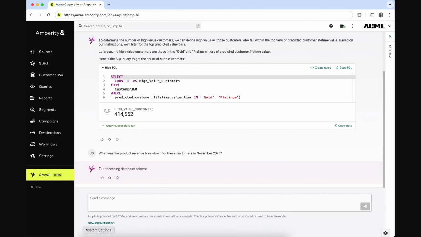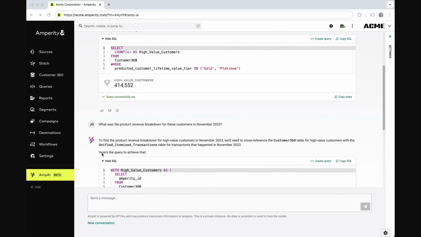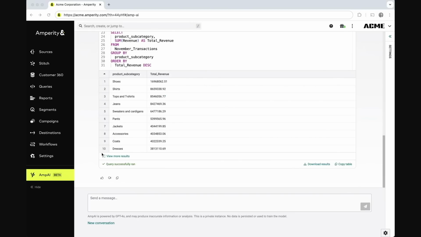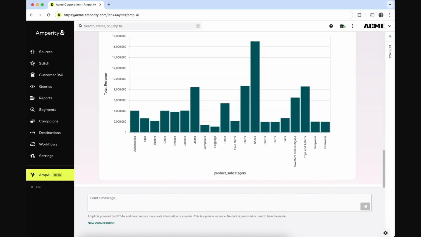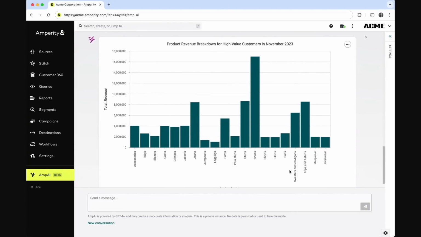Next, I've asked what the product revenue is. This is challenging because there's actually 10 different product taxonomies that Acme Retail uses. So it's running the row samples tool call under the hood. And we can see that it's correctly pulled in product subcategory. It's a little bit challenging for me to parse these results. So I'm now going to ask another question, which actually invokes another tool call under the hood to graph the results. And soon we'll be able to see that these high-value customers tend to purchase shoes, tops and tees, and jeans around the holiday.